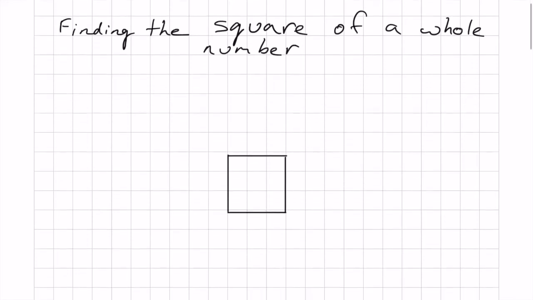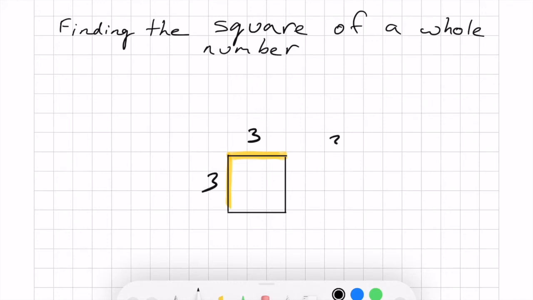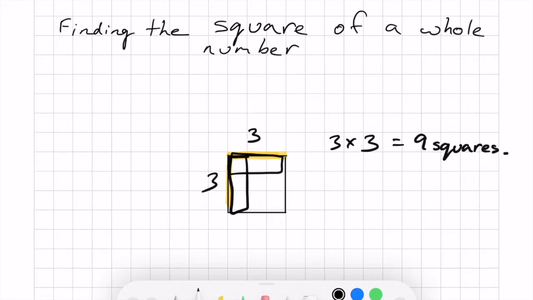So if I'm going to find the square of a whole number, this side here would be 3 squares, right? And this side here is going to be 3 squares, right? So that would be 3 times 3, and that's going to be equal to 9, right? Because there's 3 squares going this way, in a row, and there's 3 squares going down. So it's 9 squares. Okay, we can also write this as 3 squared.